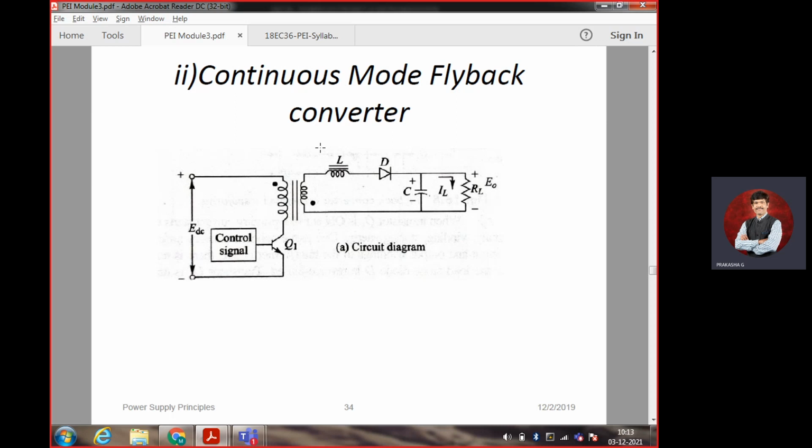Since the secondary winding is there, the entire energy is transferred to the load. The energy stored in the core is completely transferred to the load.